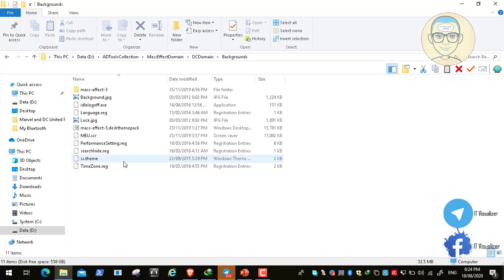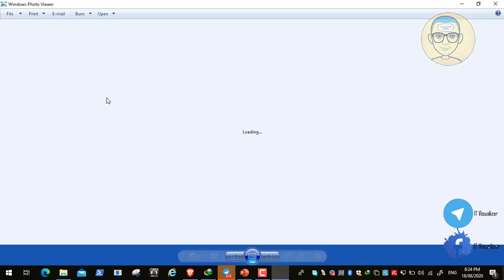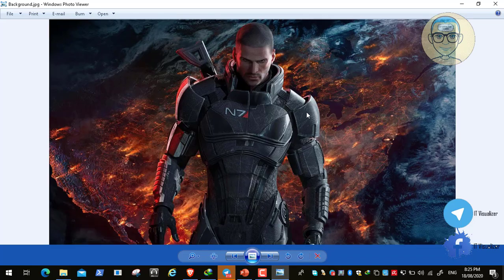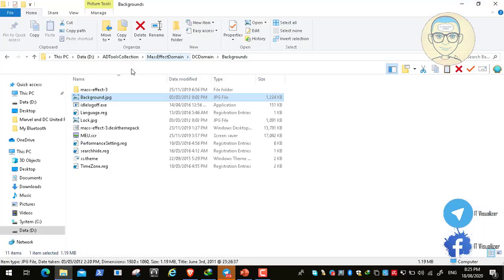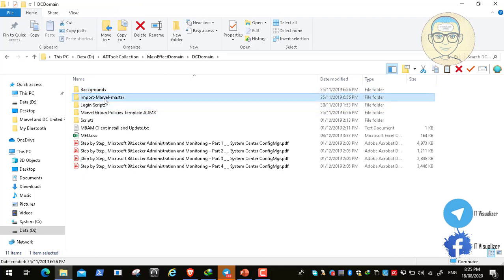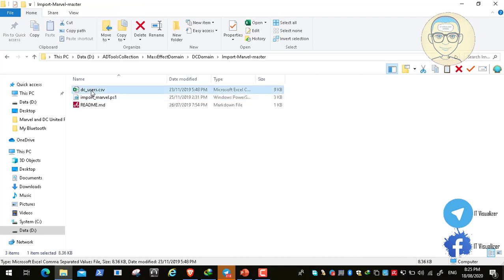For example, here we can see the backgrounds. We have a unique background to be installed on all of the PCs. Every user that has an Active Directory user account should see a certain background, a certain screen saver, and a certain lock screen when he logs in with his Active Directory user on any PC in the domain. For example, this will be the background that every user will see when he logs in on any PC that has joined the domain.